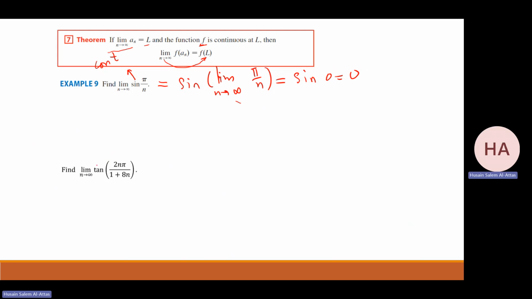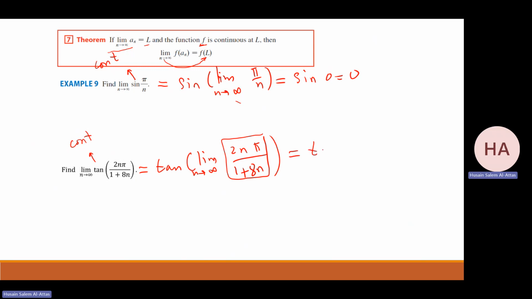More interesting, this one: tan is continuous in its domain, so I can take the limit inside. That will be tan of the limit as n goes to infinity of 2n pi over 1 plus n pi over 8n. Now I have the same degree. What's the limit of this? Same degree, just a coefficient, 2 over 8.